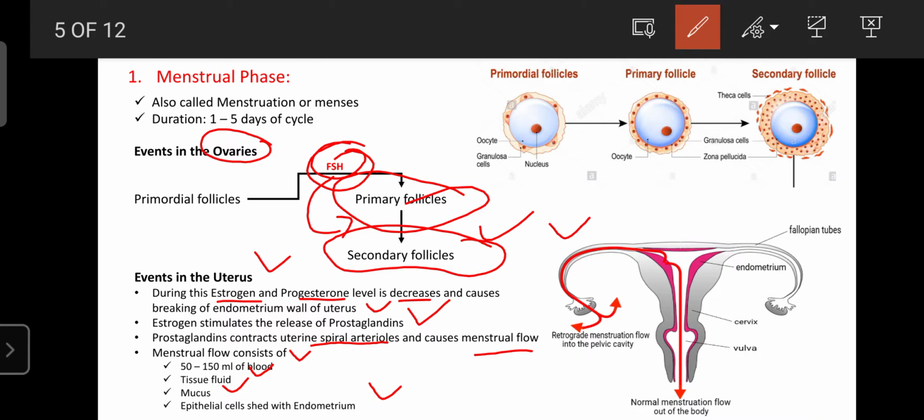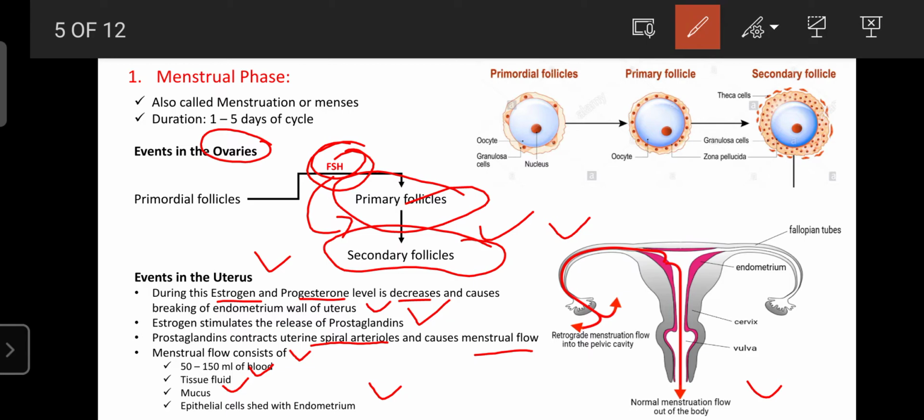If the menstrual cycle is normal, then the menstrual flow is seen every month at the correct time, about 50 to 150 ml. In some females, even in the menstrual phase, the menstrual flow does not occur, or menses does not occur. It does not indicate that the menstrual cycle is absent or abolished. It is not like that.